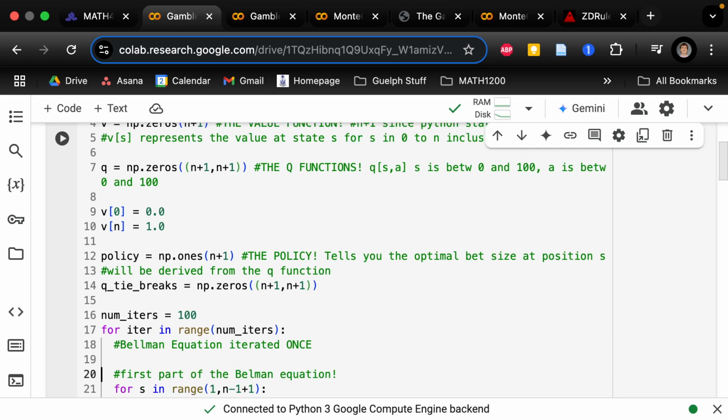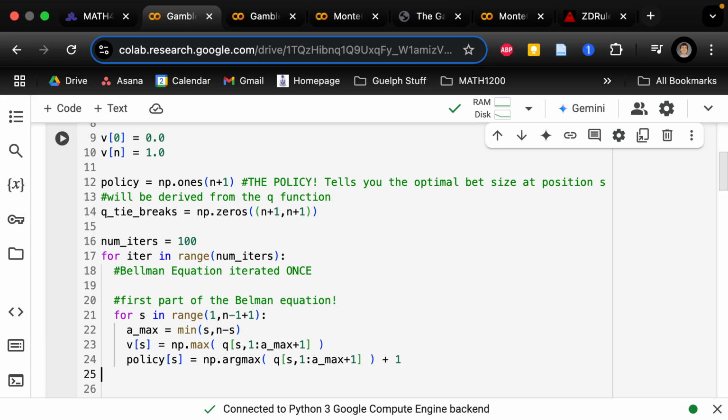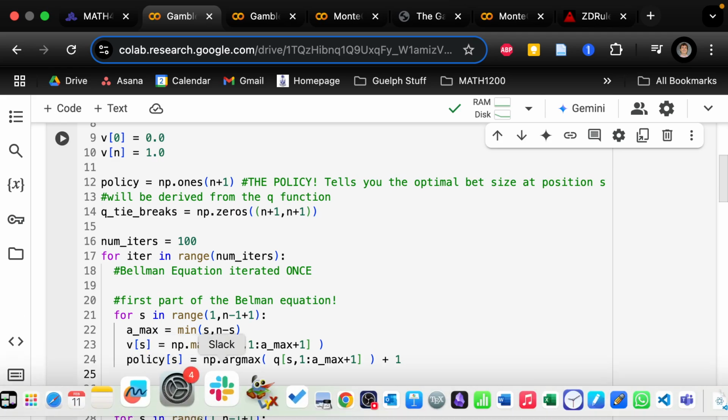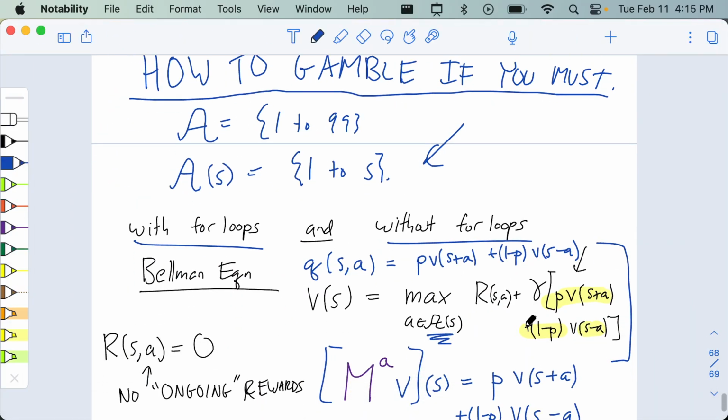This is the iteration loop over here, where I'm going to do the value iteration algorithm over and over again. And here is the first little bit with a for loop. So what I do is I set v of s to be the maximum of q of s comma a. So that's exactly the line over here. The rewards are 0, gamma is 1. So it's the maximum of the q function. This thing over here is the q function.